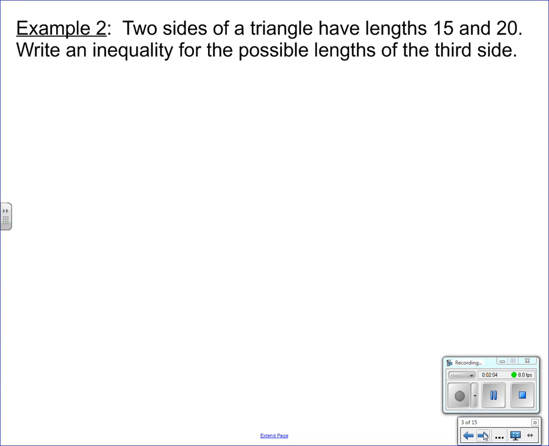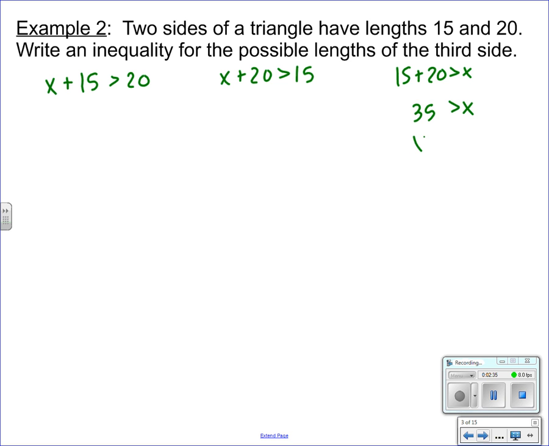Example 2. Two sides of a triangle have lengths of 15 and 20. Write an inequality for the possible lengths of the third side. So x is going to stand for the third side. So x plus 15 has to be greater than 20. We're going to have three inequalities. The third side plus 20 has to be greater than 15. And 15 plus 20 has to be greater than x. So x has to be less than 35.